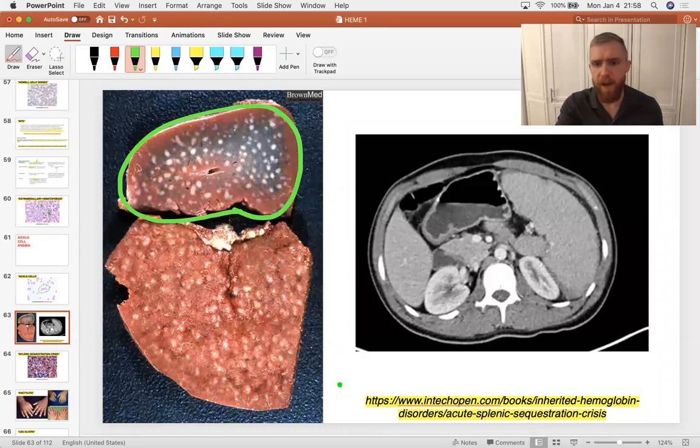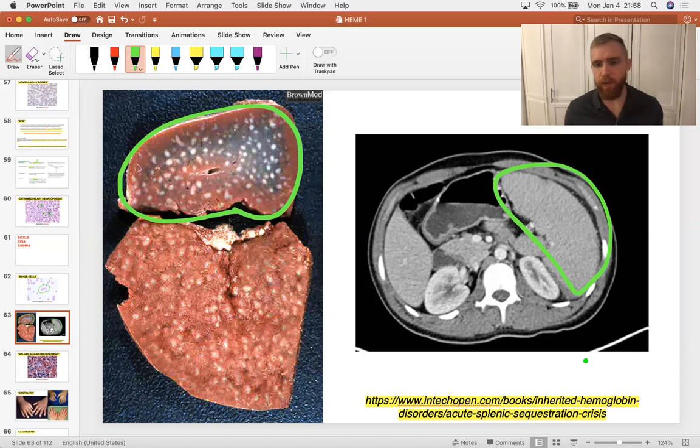Here's a CT scan. What's this? Liver? Nope. Wrong side of the body. That's the spleen. That's a very big spleen. So in acute splenic crisis associated with sickle cell, you're going to see a big old spleen.